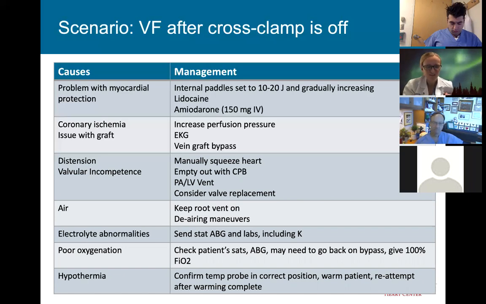Okay, I think we lost Dr. Toulis there, but yes, point well taken. Thank you. Manually squeeze, empty it out, and then see if you can come off of it.